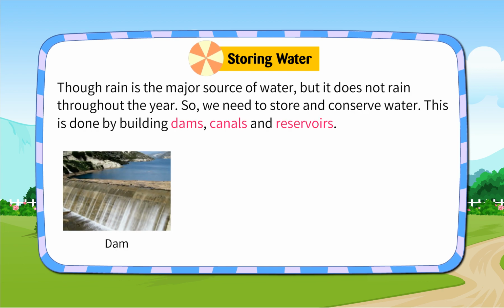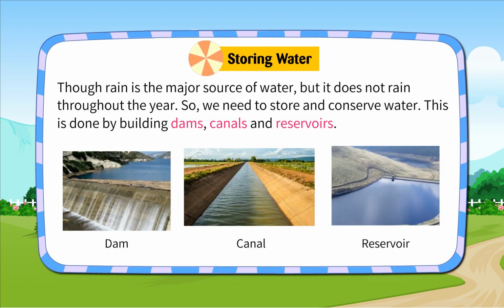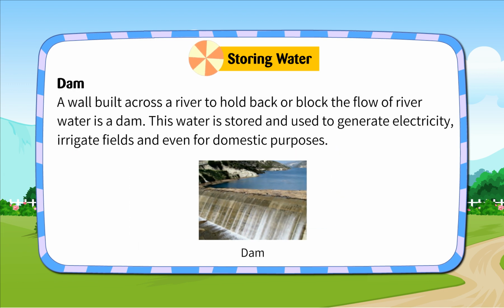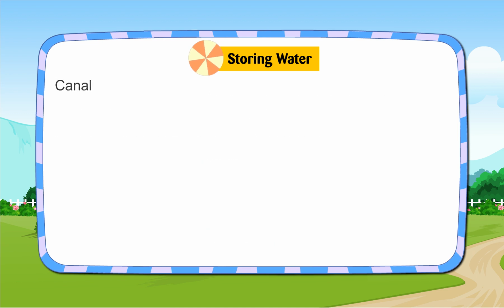Storing water. Though rain is the major source of water, it does not rain throughout the year. So we need to store and conserve water. This is done by building dams, canals, and reservoirs. Dam. A wall built across a river to hold back or block the flow of river water is a dam. This water is stored and used to generate electricity, irrigate fields, and even for domestic purposes.